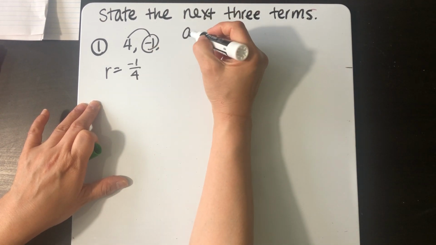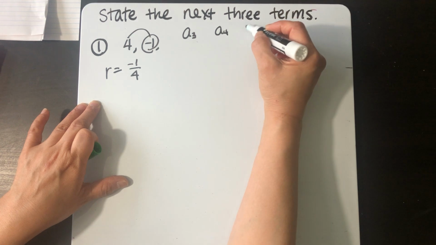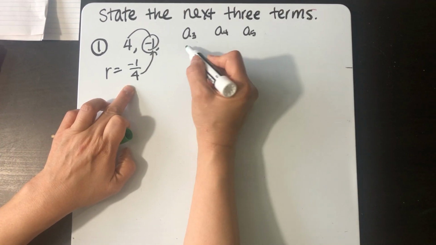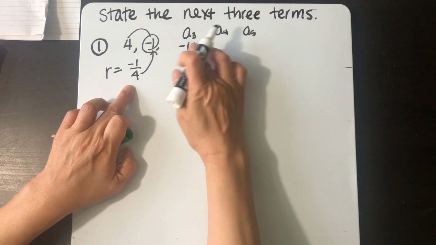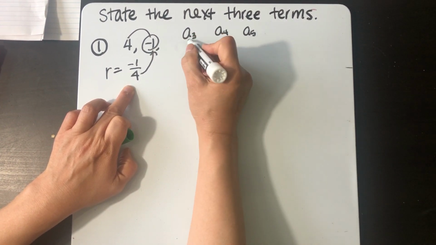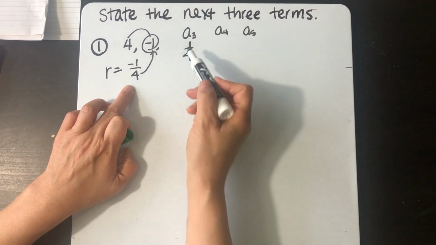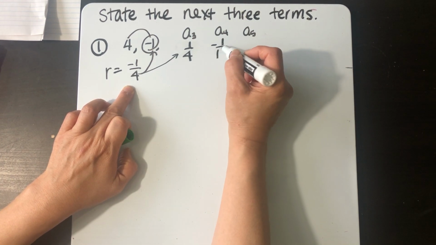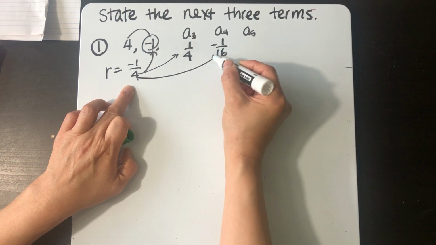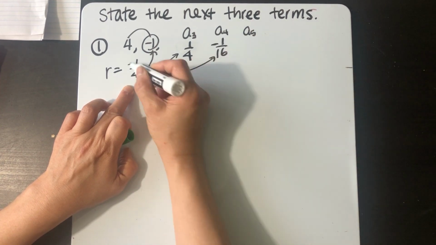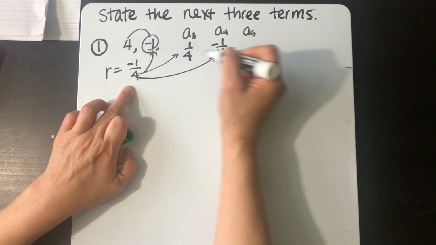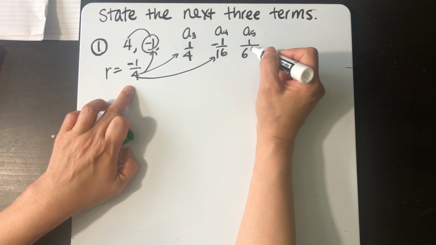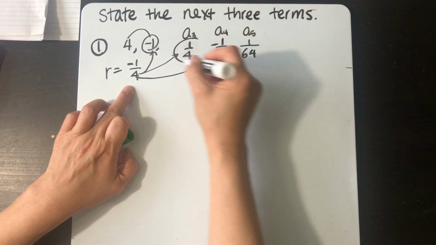Okay, so a sub 3, a sub 4, a sub 5 here. You multiply these two, then the third term is gonna be +1/4. To that, you times that again, so it's gonna be -1/16. To that, you multiply this one again, it'll be positive because negative times negative is positive. 16 times 4 will be 1/64. So that's the answer, these three.